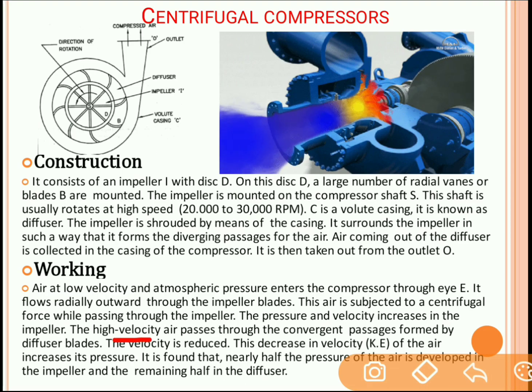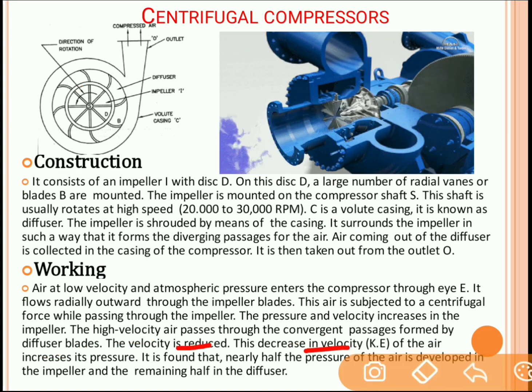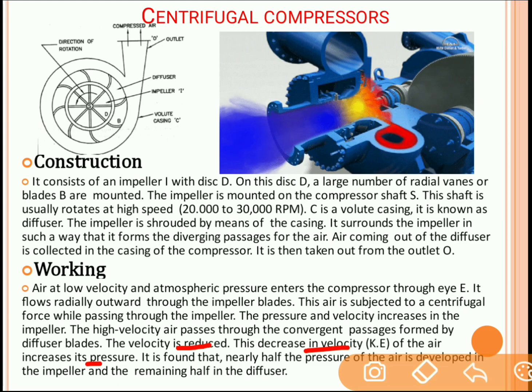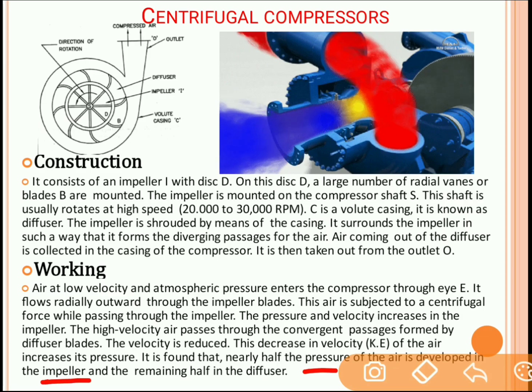This high velocity air will pass through the converging passageway formed by the diffuser blades. So this is the passageway which is formed by the diffuser blades. In the diffuser, velocity is reduced. Therefore, a decrease in kinetic energy of air causes an increase in pressure. Velocity and pressure are inversely related. So as velocity reduces, pressure increases. Now it has been found that half of the pressure rise takes place in the impeller and half of the pressure rise takes place in the diffuser.